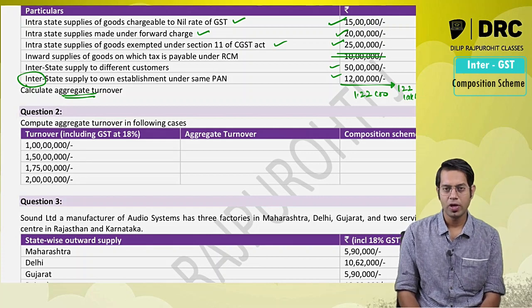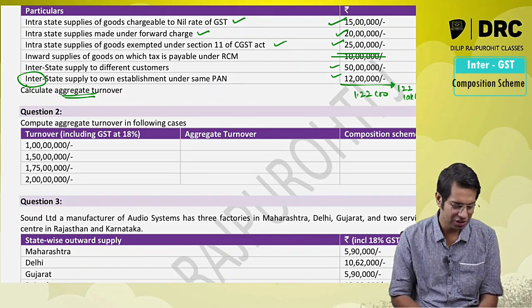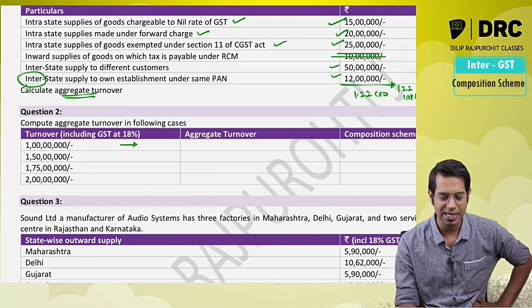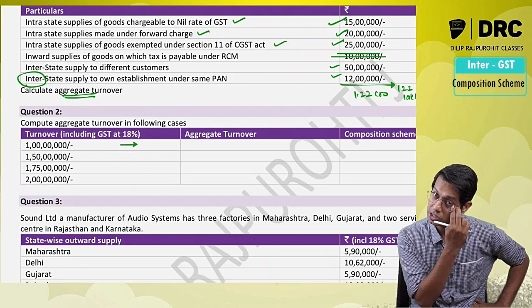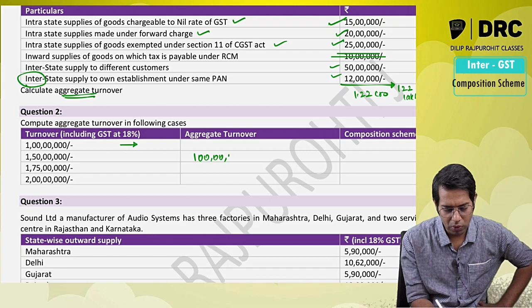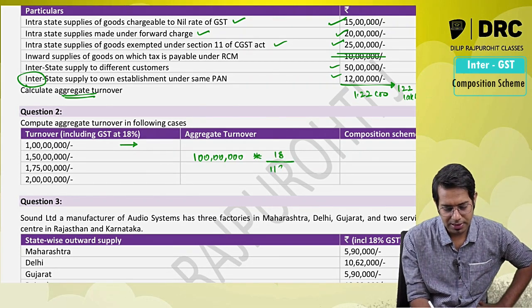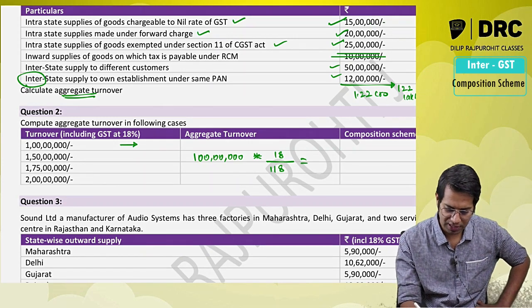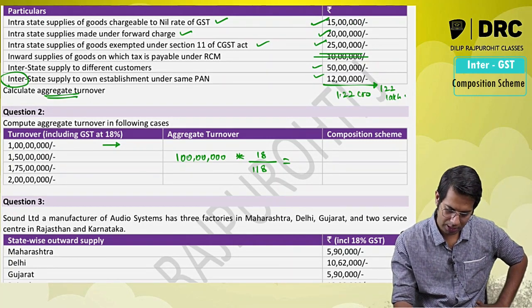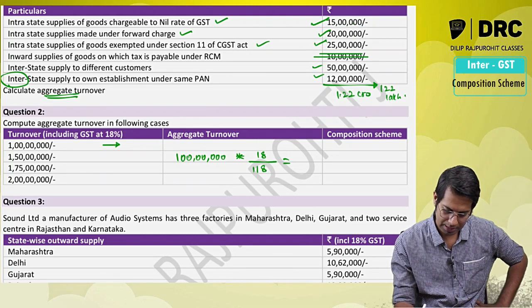Compute the aggregate turnover in the following case. Aggregate turnover shall not include taxes under GST. In the first case they have given that the amount is 1 crore, and it includes GST at 18%. If I want to find the amount excluding GST, how will I do it, sir? Very simple: write the amount including GST, multiply it by the tax rate, divide it by 100 plus tax rate. So 1 crore into 18 divided by 118.